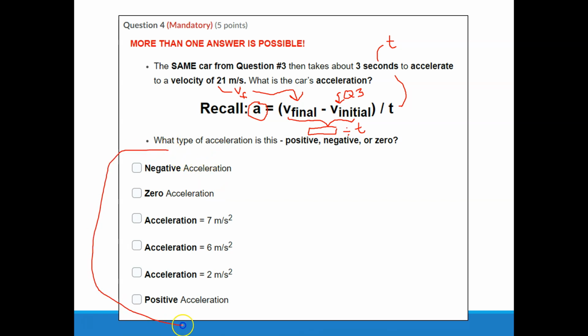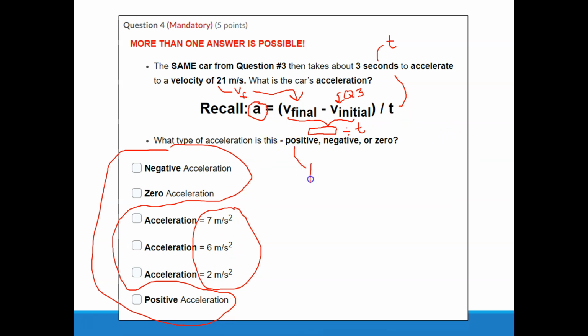So you need to pick one of the negative, 0, and positive accelerations, and you also need to pick one of the actual answers. Whatever your actual answer is, pick that one: 7, 6, or 2 meters per second squared. And then again, think about positive.